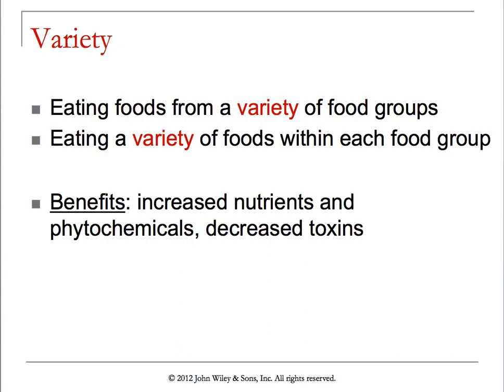So let's say, for example, you're eating a fish that's really high in mercury. If you just eat that one fish all the time, then your body's going to build up really high levels of mercury. If you just have the fish once in a while and mix in other forms of protein, you're going to have much lower levels of the mercury toxin in your body.